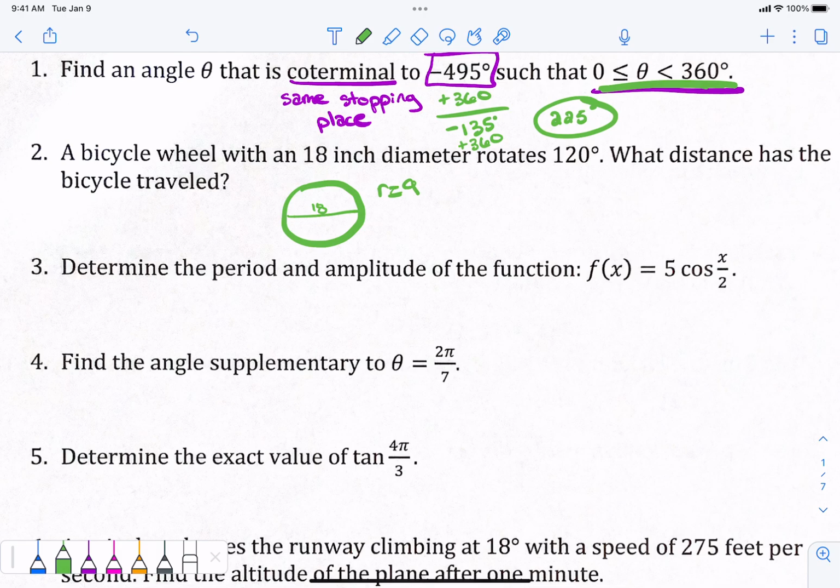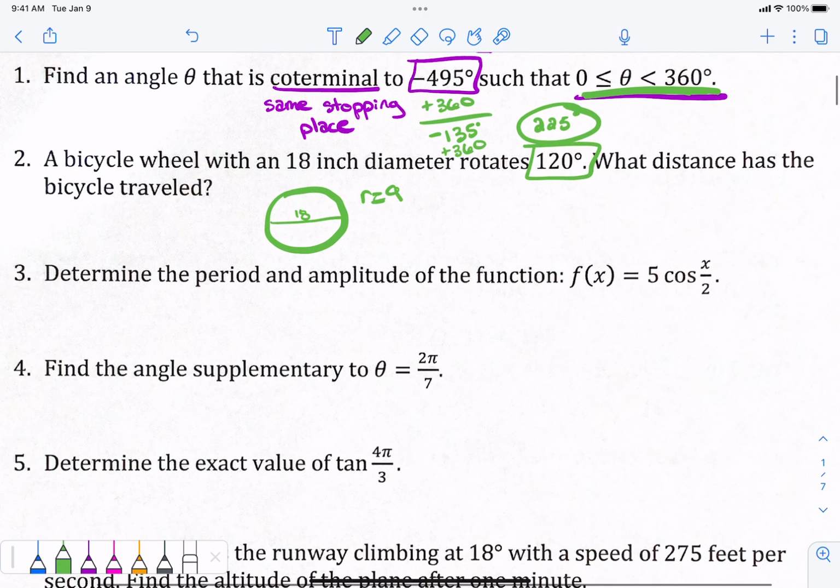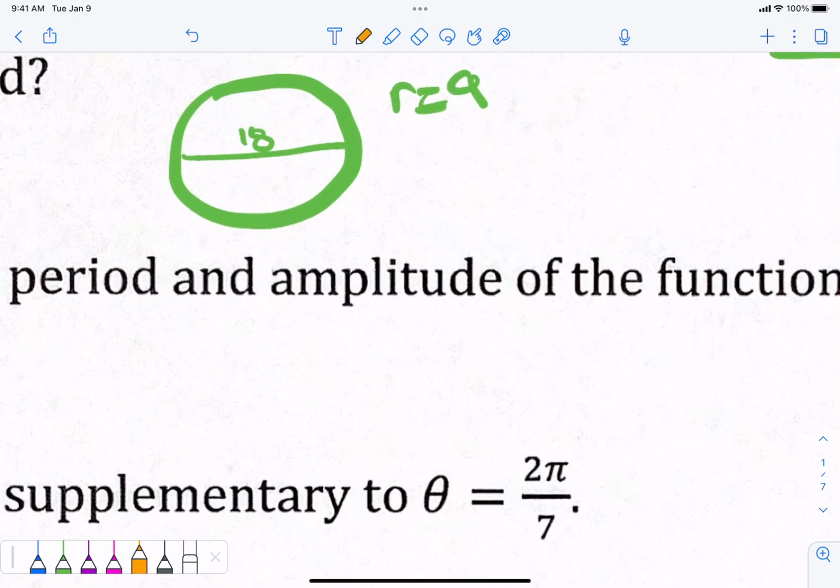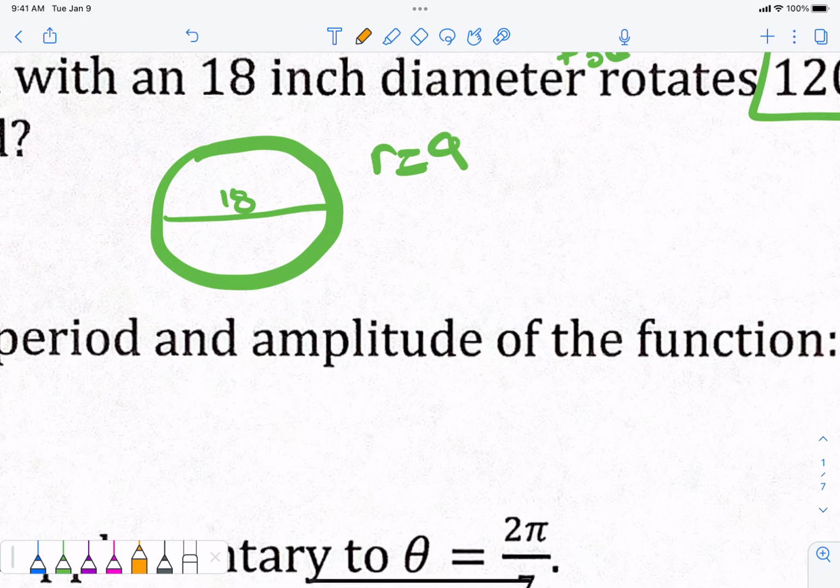Actually, in this case, the diameter is not too bad. Anyway, the wheel rotates 120 degrees. What distance has the bike traveled? So we're talking about the distance of the bike wheel, around the edge. What is it called around the edge of the bicycle? Circumference. How do you find circumference? 2 pi r.